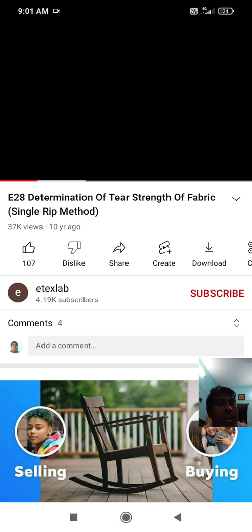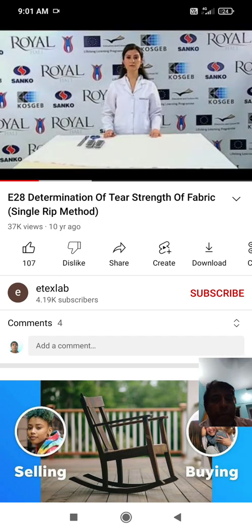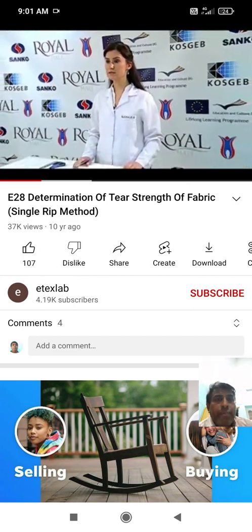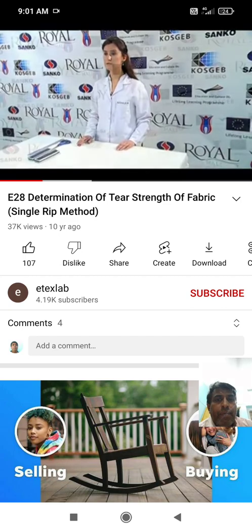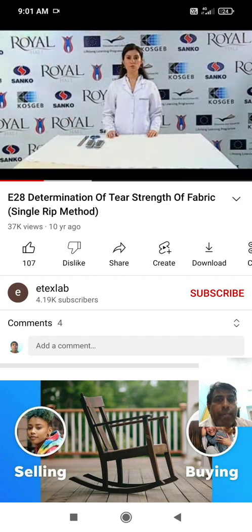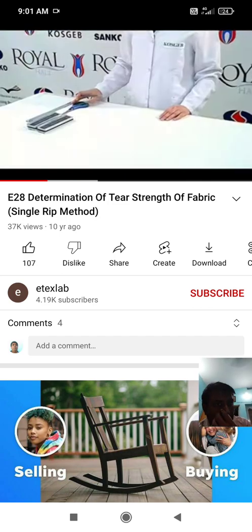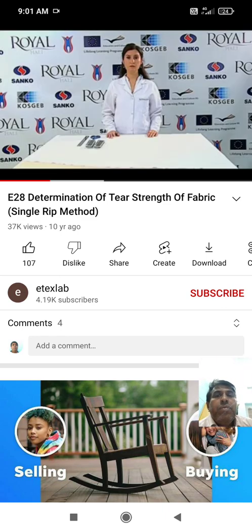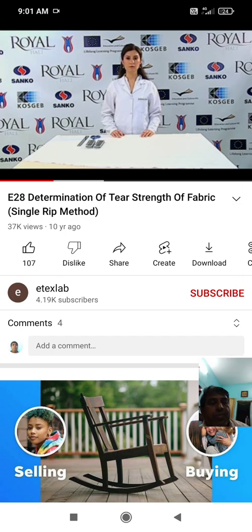Hello friends. The tear strength is the strength necessary for the advancement of a previously opened tear in fabrics. The test samples prepared in the form of trousers are used in a single tear strength test. We used the universal testing device, a ruler, scissors, and holder jaws in this test. First of all, the samples are conditioned under standard atmospheric conditions for 24 hours.